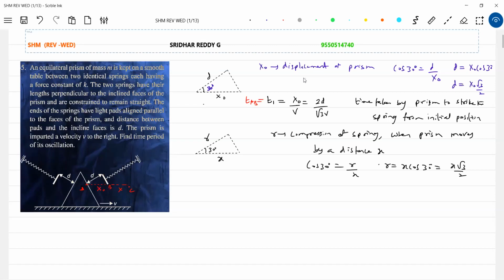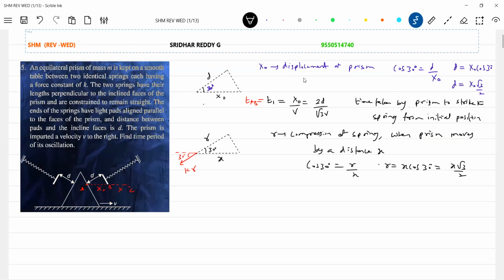Now we'll calculate the time from B to C. Here it will not move with a uniform speed. The spring force will come into the picture. How much will the spring force be? kR. The component of that has to be taken. Spring force, how will it act? It will act in this direction. So on the prism, what is the spring force acting? kR cos 30, there is a restoring force.